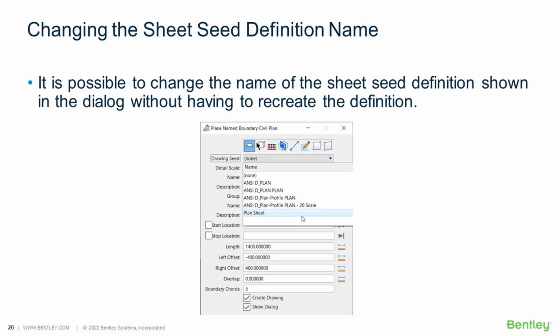There may be instances where the sheet seed definition name that appears in a drop-down box for the drawing seeds is not desired, or perhaps a misspelling has taken place. It is easy to change the names of what we see in this dialog. Let's take a look how.